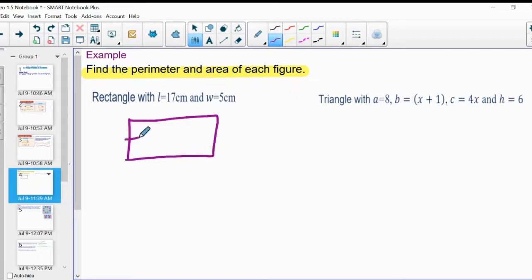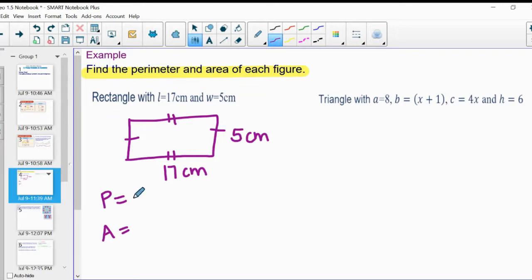So let's draw a rectangle. Okay, we have 2 shorter sides that are the same, the 2 longer sides. Length, the longer side, is 17 centimeters. The width, or that shorter side, is 5 centimeters. I want you to go ahead and pause this video and see if you can find the perimeter and the area. Okay, so pause. And then when you're ready, hit play and I will walk you through it and you can check your work.